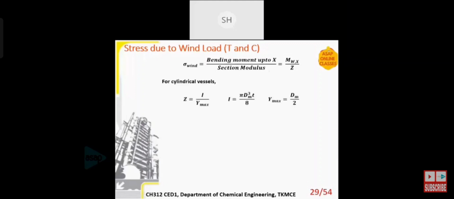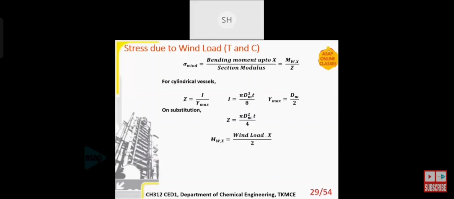Then for cylindrical vessels, this is the equation. We'll be designing only cylindrical pressure vessels, so you can simply note down this equation. Z is I, the moment of inertia, divided by Y max. The equation for I, and the equation for Y max, dm divided by 2. You can derive this, but we don't need that. You can simply note down the equations. Then if you substitute everything, you'll be getting Z is equal to pi dm square into T divided by 4.